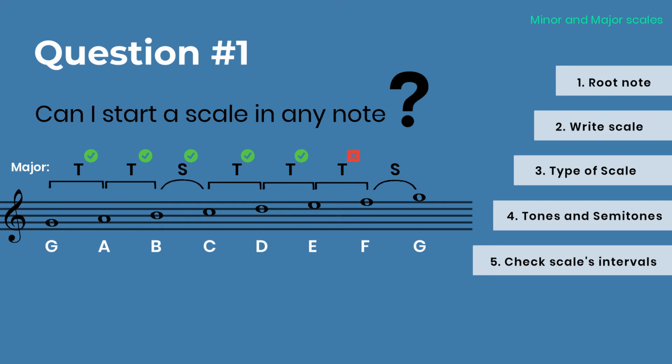In this case, we have to adjust the scale to respect its configuration. E to F is a semitone, but we need a whole tone. Therefore, F will become F sharp, as referred to earlier in this video. There you go, G major has a sharp on the F.